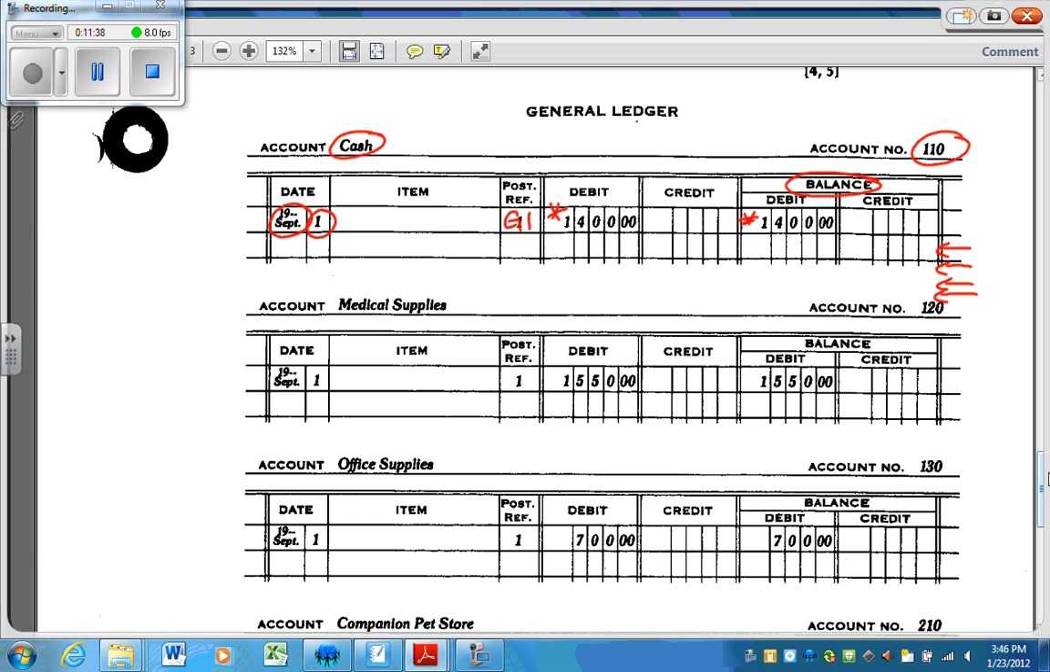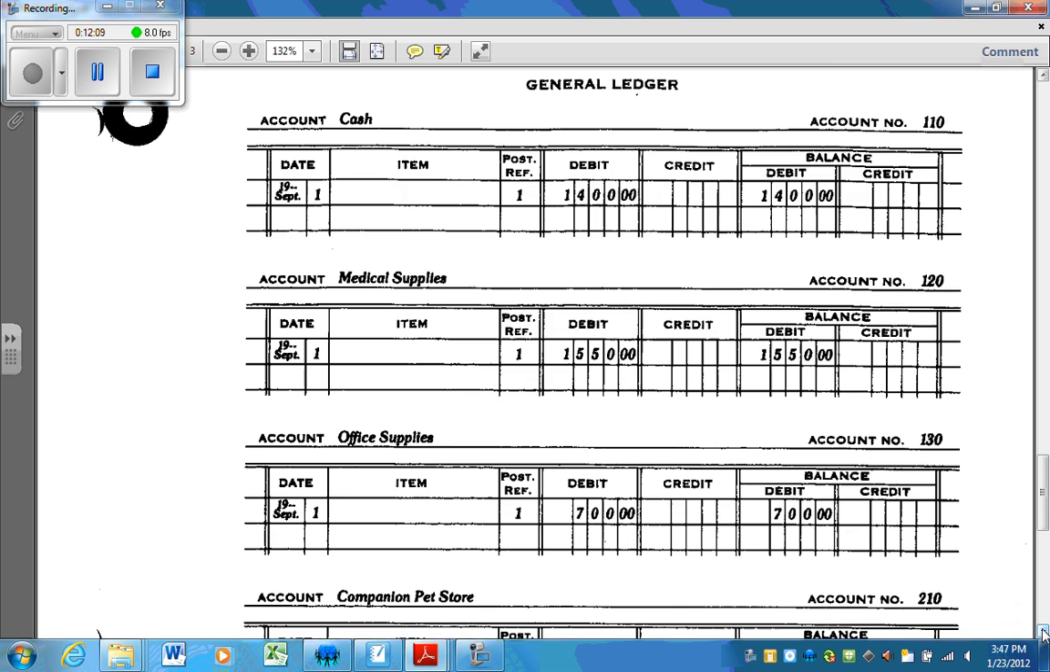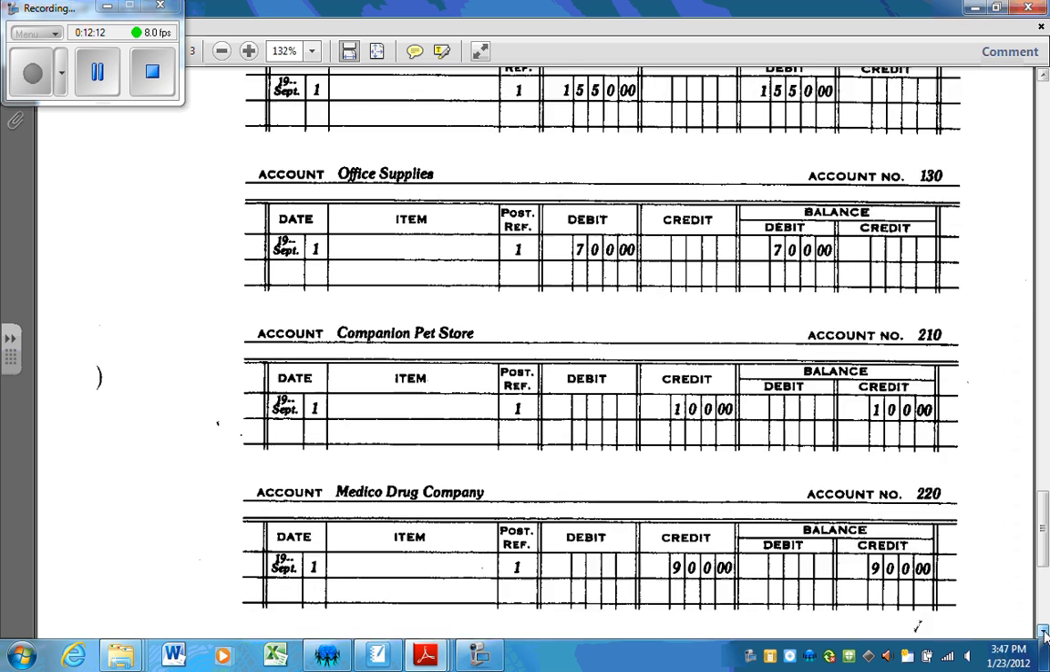Okay, let's say then our next asset is medical supplies, and its account number is 120. It has an opening balance of $1,550. We know assets have a debit balance, so therefore it has to go on the debit side. This example also has office supplies. And if I scroll down, it has companion pet store.